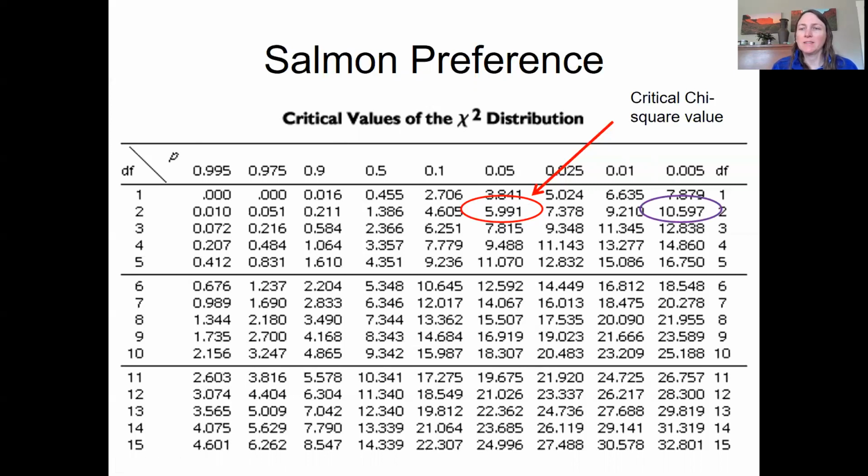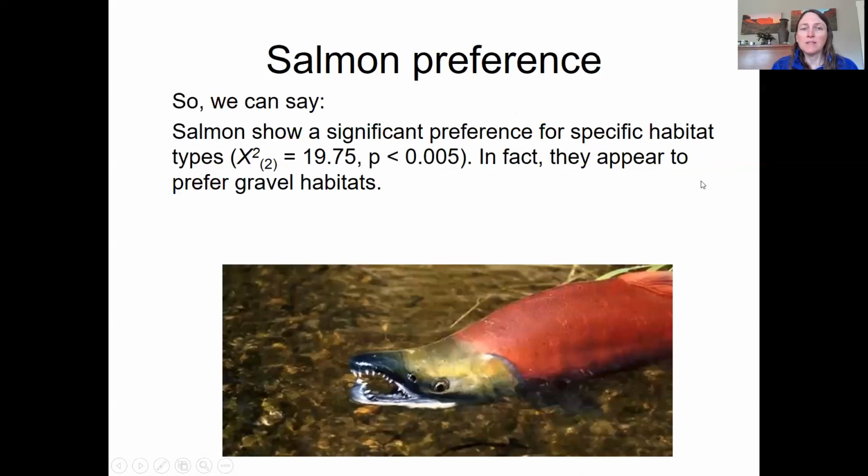And in fact, if we keep on moving along to the right, we can see that our value of chi-square is actually larger than this value, 10.5, which is at a P of 0.005. So this is how I'd interpret these data: salmon show a significant preference for specific habitat types in streams. A chi-square with 2 degrees of freedom equals 19.75, and the P is less than 0.005, and I got that from the table. In fact, they appear to prefer gravel habitats.